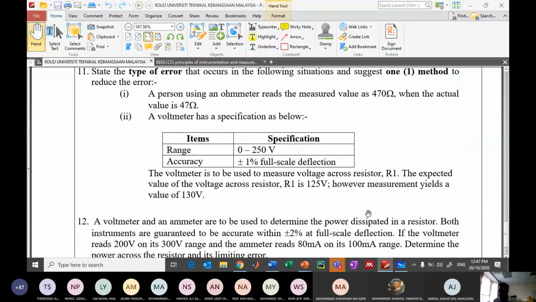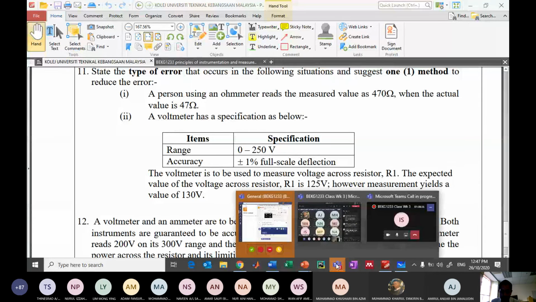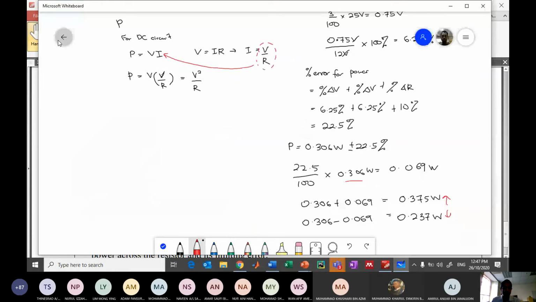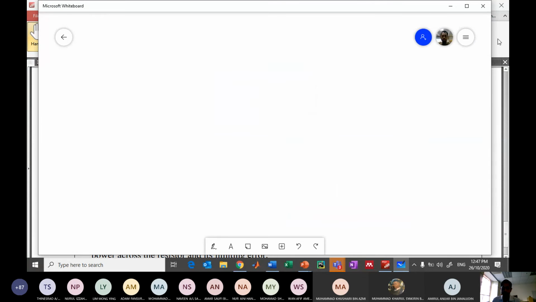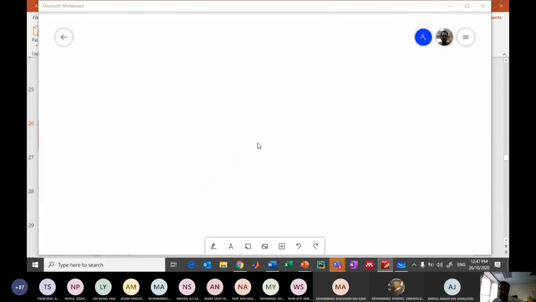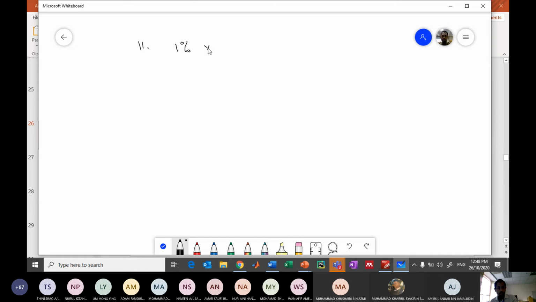Okay, so let's do this lah. Yang ni saya rasa saya nak buat lah. Okay, the range is 250. The accuracy is plus minus 1%. Okay, the value of the voltage is 125 and the measurement yields 130. Okay, so let's do this. So we have 1%. Question number 11. We have 1% multiplied by the maximum range 250. So we get, what is that? 2.5? 2.5 volts.